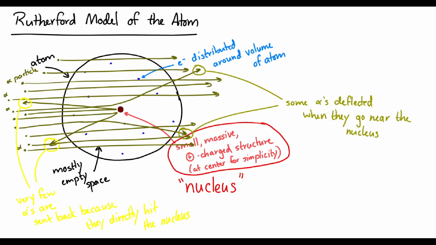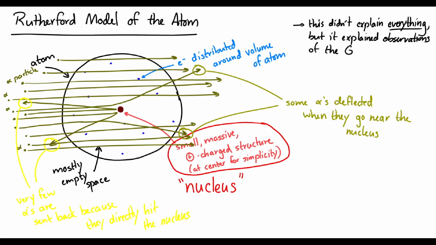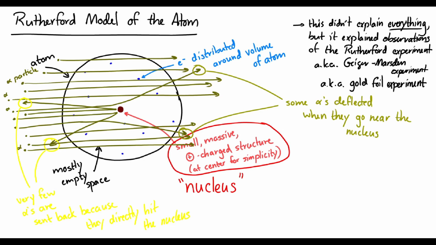There was a high mass, positively charged center called a nucleus, and the electrons were just spread out in the remaining volume. So this did not explain everything. This was the model that explained the observations from the experiment. And this experiment was called either the Rutherford experiment, the Geiger-Marsden experiment, or the gold foil experiment.